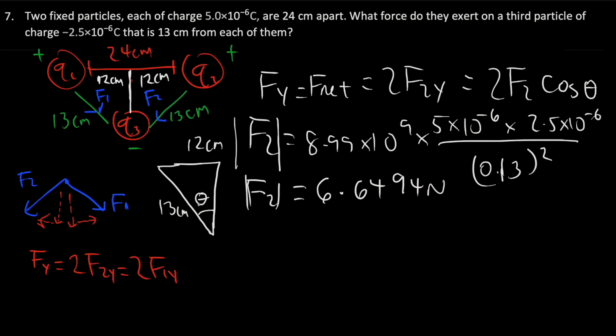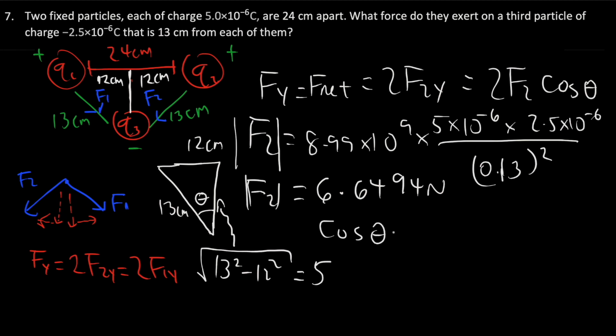So now you need to calculate theta. To calculate cosine theta, you need to know the length of this side. So this is gonna be equal to 30 squared minus 12 squared, and then take the square root, which is equal to 5. So cosine theta is gonna be equal to 5 over 13.